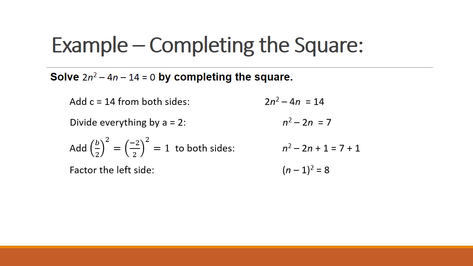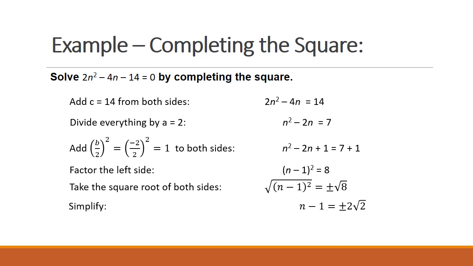Now we're going to factor n squared minus 2n plus 1, and it just so happens that it's a perfect square. n minus 1 squared equals 8. Now we can take the square root of both sides, and we can simplify that square root. So we have n minus 1 equals plus or minus 2 square root of 2. And then add the 1 to both sides. So n equals 1 plus or minus 2 square root of 2.